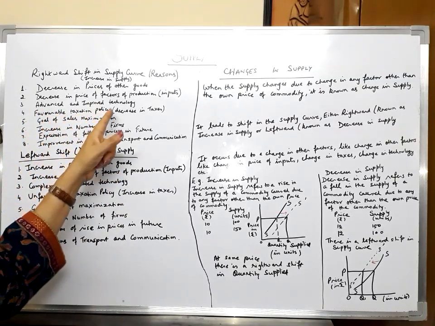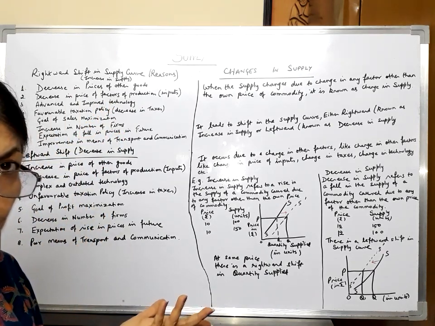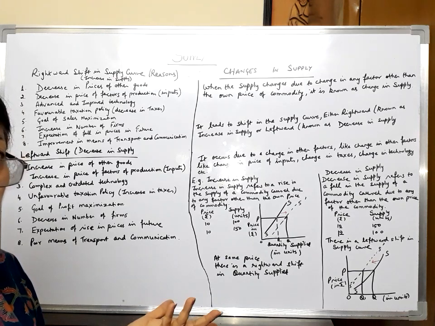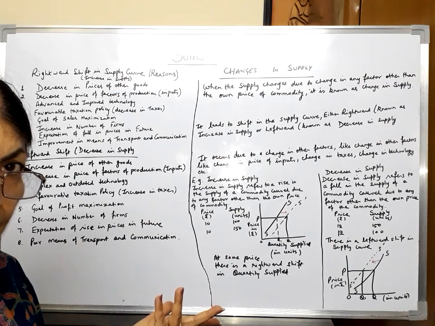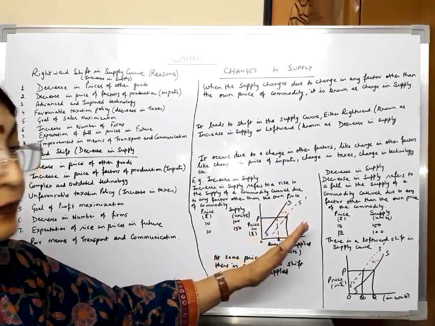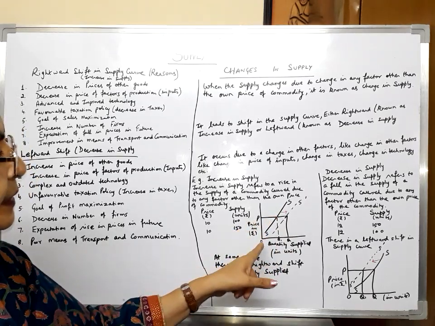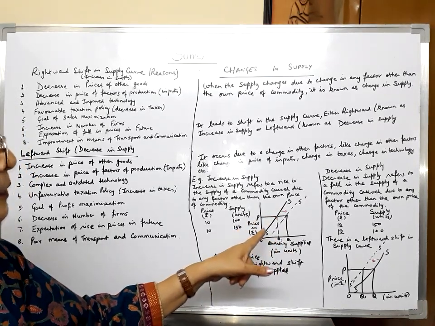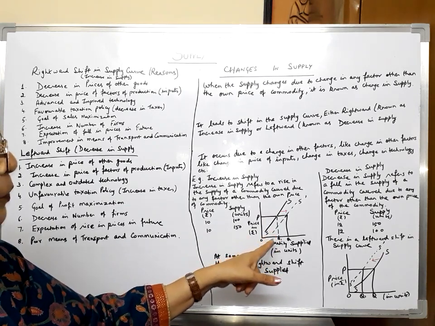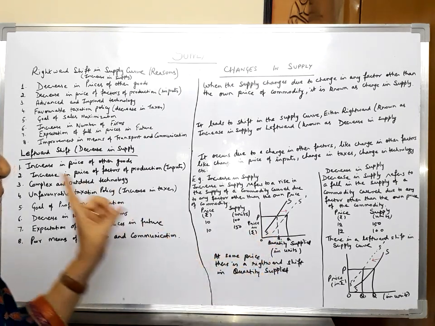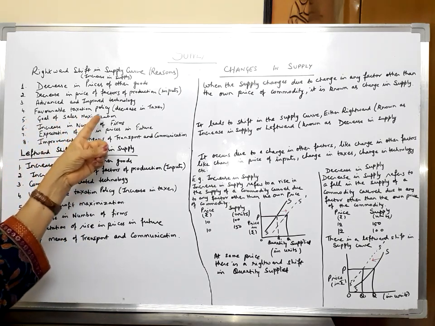advanced and improved technology. Whenever there is an improvement in technology, the producer is in a position to supply more quantity of the product at the same price, resulting in a rightward shift of the entire supply curve. So, at the same price, earlier if he was supplying OQ, now he supplies OQ1 of the commodity. The next factor, favorable taxation policy.